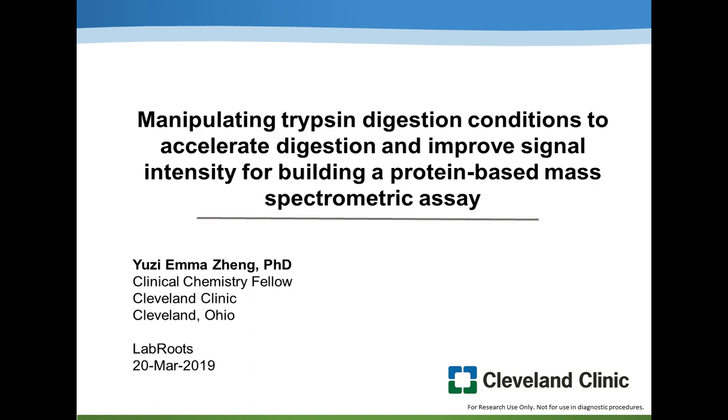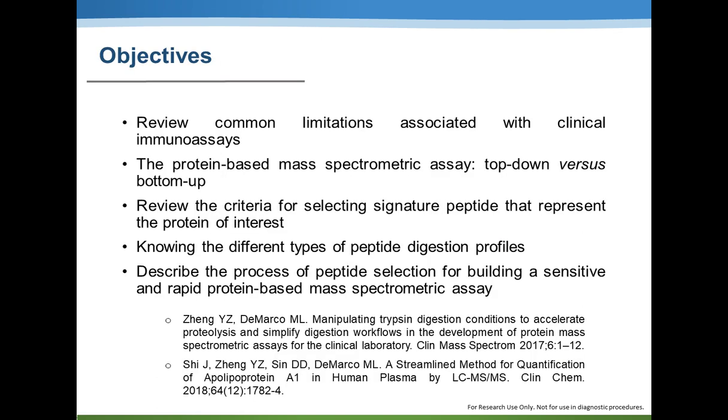Thank you for the introduction. So today, my talk is on how to build a protein-based mass spectrometry assay for a clinical lab, with specific focus on the approaches that one can take on manipulating trypsin digestion conditions for the development of a rapid and multiplex protein assay.